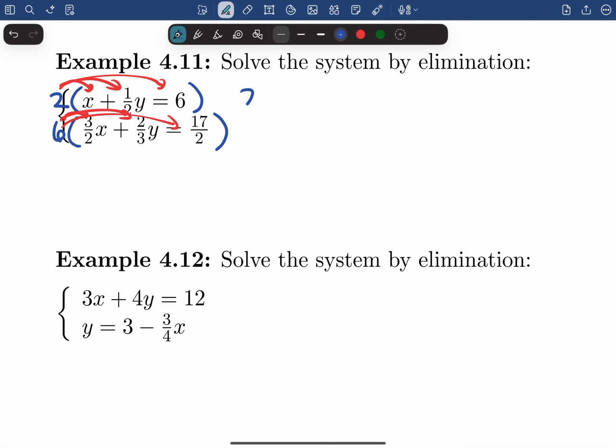I have 2x plus y equals 12. And I have 6 divided by 2, which is 3 times 3, 9x. Plus 6 divided by 3, which is 2 times 2, 4y. Equals 6 divided by 2, which is 3 times 17. And 3 times 17 is 51. Okay, so I have just cleared all my fractions. That's awesome. That makes me feel good.